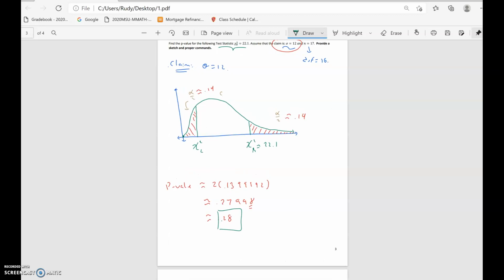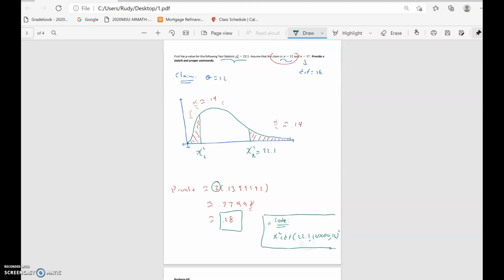And that would be it for this one. Let me just put the code. In this case, chi-squared CDF from 22.1 to a large value, and then 16 degrees of freedom. I do want to say that on this particular problem, there was a multiplication by 2, just to be clear.